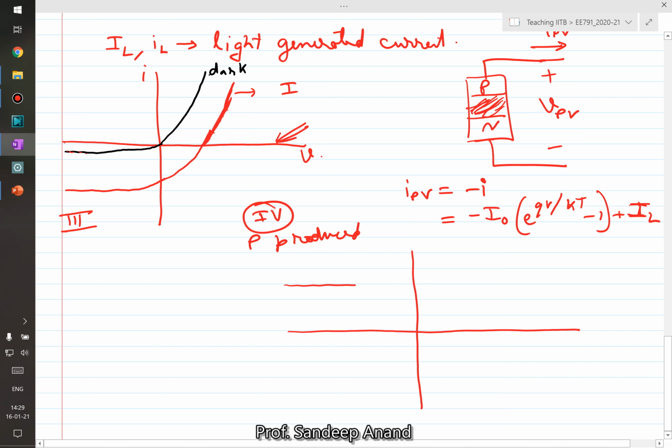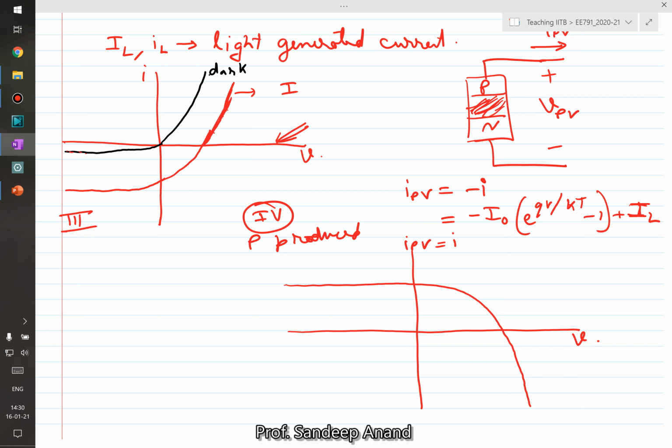If you take the mirror image, this is how it will look. I've not done anything else, I've just taken the mirror image with respect to the horizontal axis. So this is my IPV, and this is my V. For any future discussion in this part of this course, this IPV we'll just call I, because this is the convention we'll be following for a solar cell or solar panel or solar module. The current going out of the P side is positive, and the voltage across P is positive with respect to negative. That is the convention of reference directions we would be using for solar cells.